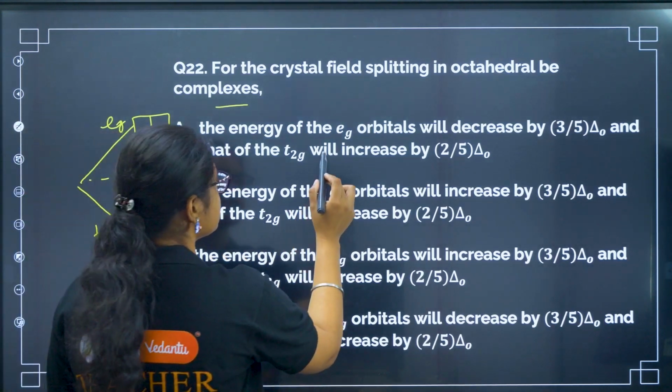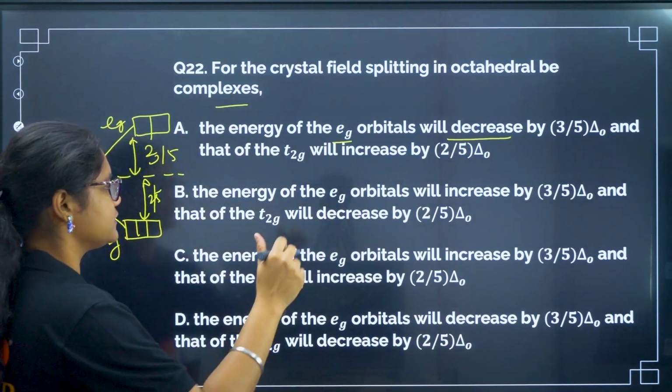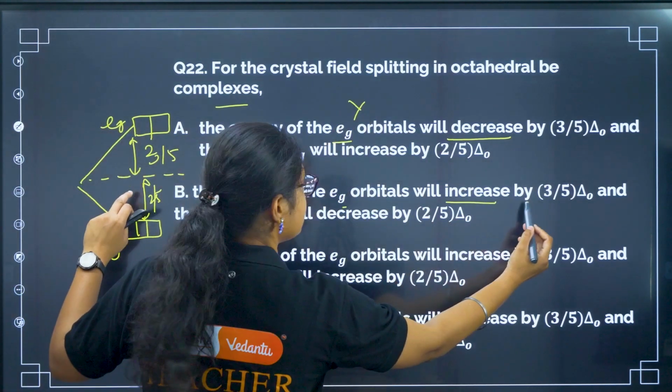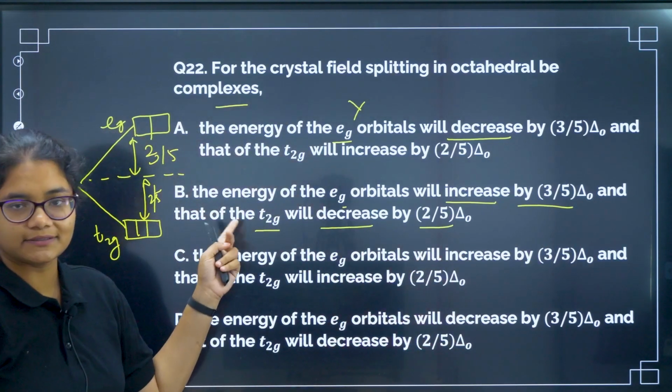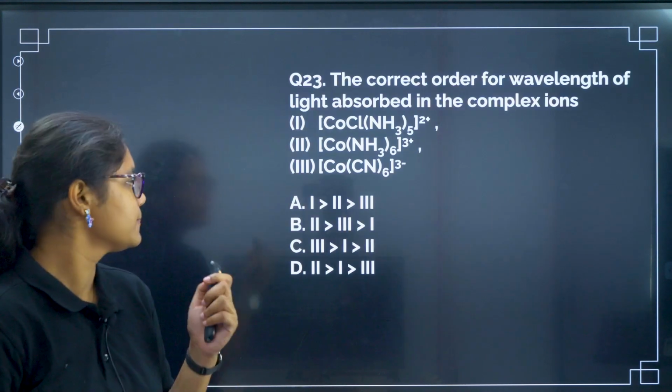So let us see the options. The energy of EG orbitals will decrease, EG orbital will increase. So this option is incorrect. Energy of EG orbitals will increase by 3 by 5 and the energy of T2G will decrease by 2 by 5. Yes, this is a correct statement. So the correct answer for this question is option B.